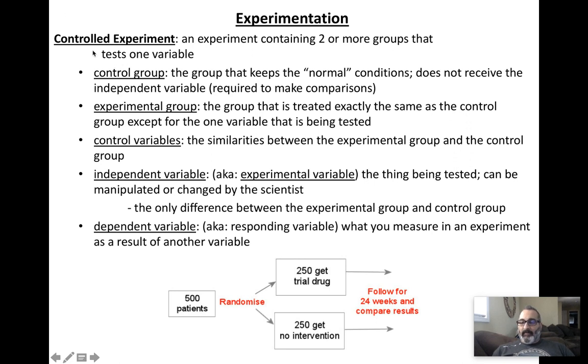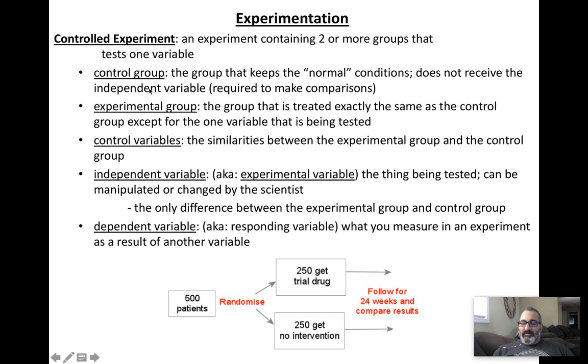It begins by setting up groups. You're going to have control groups and experimental groups, and they have purposes. The control group's main purpose: comparison, comparison, comparison. You need a group that we call normal, that you can compare your other groups to.